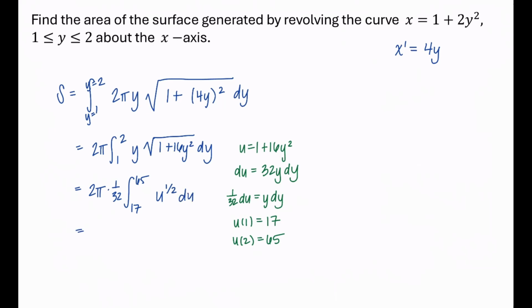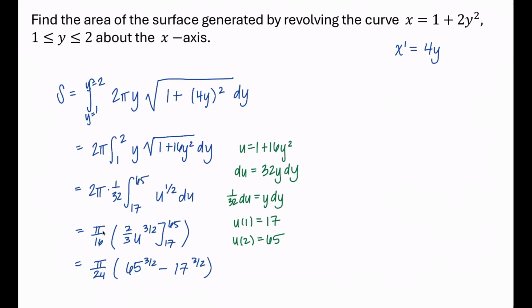So in the front here, we'll have pi over 16, and then u to the 1/2 becomes u to the 3/2 times 2/3, evaluated from 17 to 65. So not quite as nice of numbers as the last one here. Let's go ahead and multiply the pi over 16 times 2/3. So 2 goes into 16 8 times. So we're going to have pi over 24 in the front. And then we're going to have 65 to the 3/2 minus 17 to the 3/2.